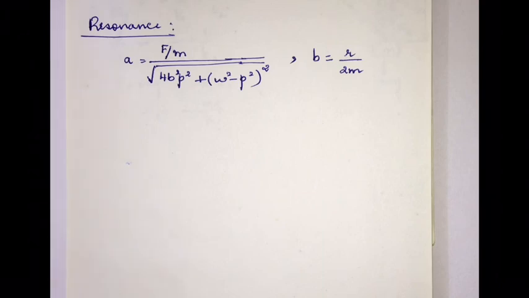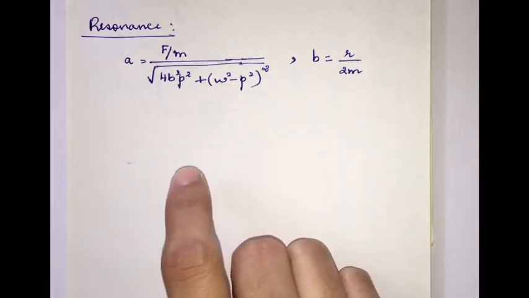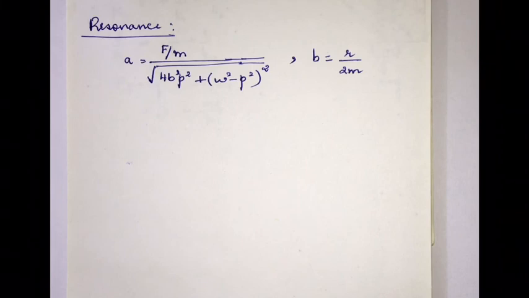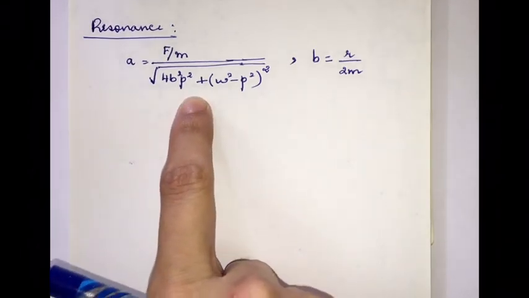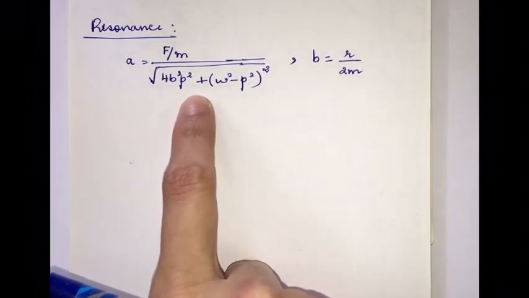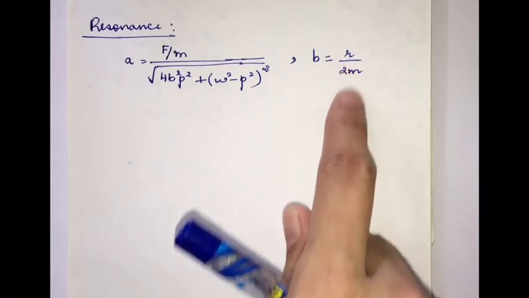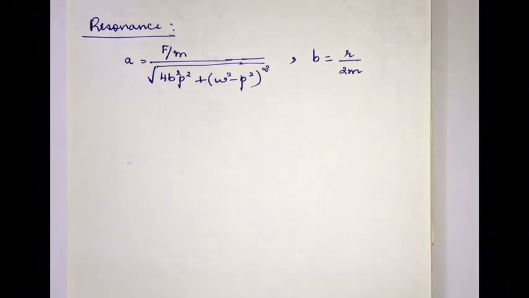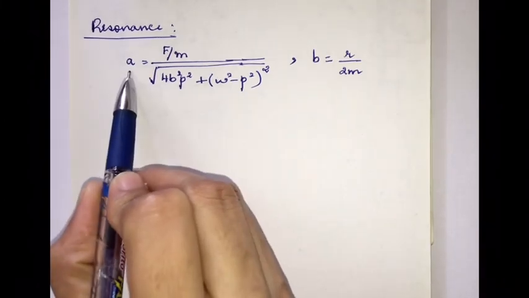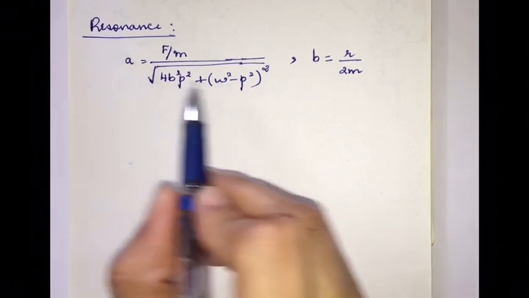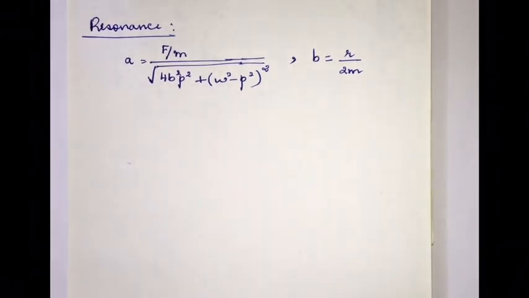Let us again consider a body of mass m vibrating in a resistive medium of damping constant R under the influence of an external periodic force F sin pt. If omega is the natural frequency of the body, then the amplitude is given by the equation F by m square root of 4b square p square plus omega square minus p square whole square, where b is r by 2m. Now if the amplitude has to become maximum in resonance, the denominator has to become minimum.